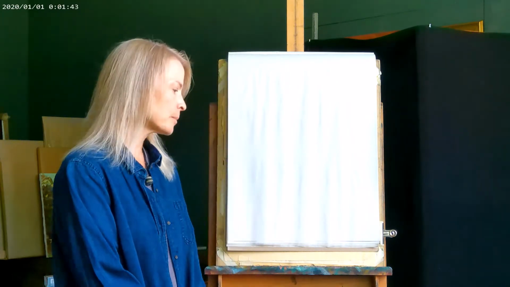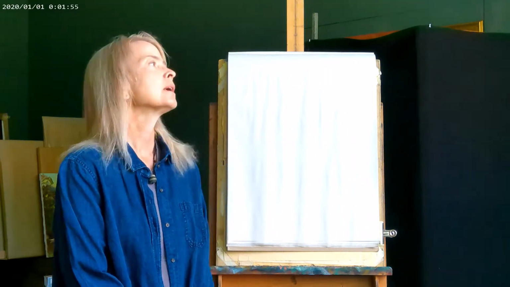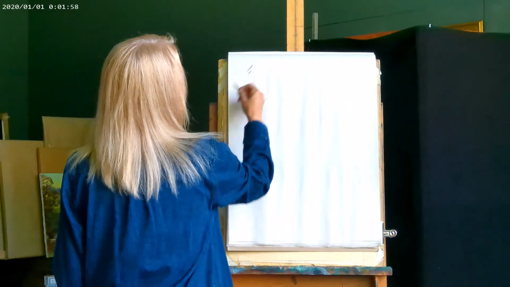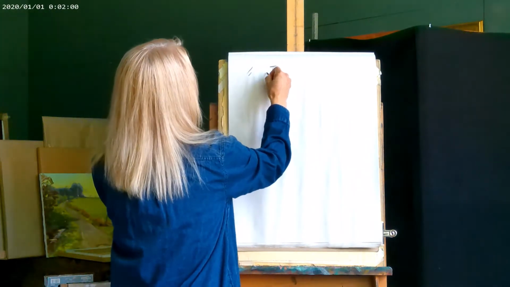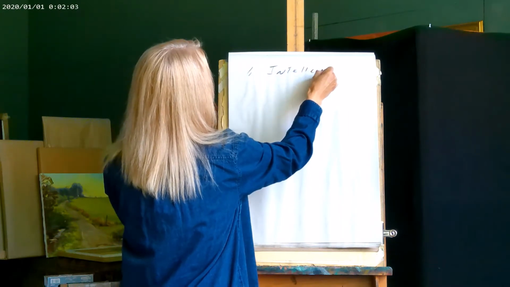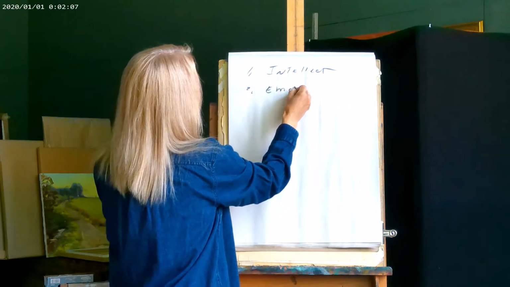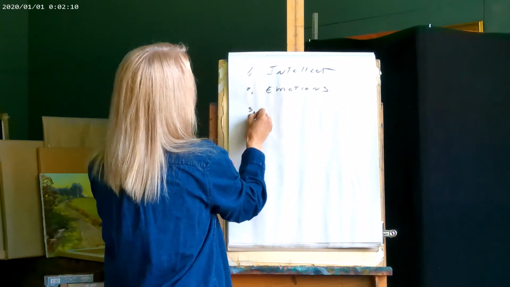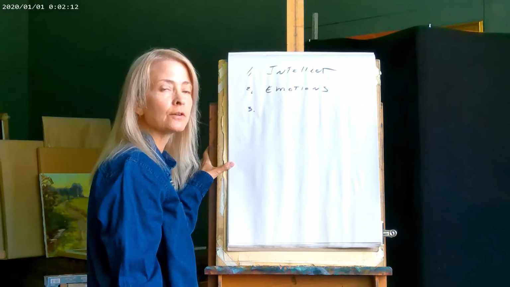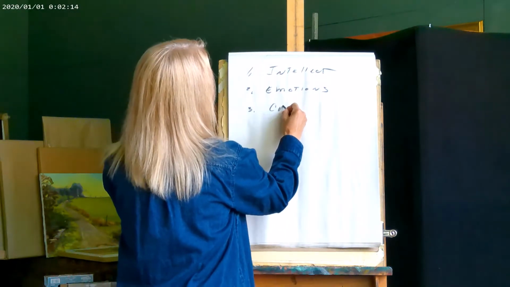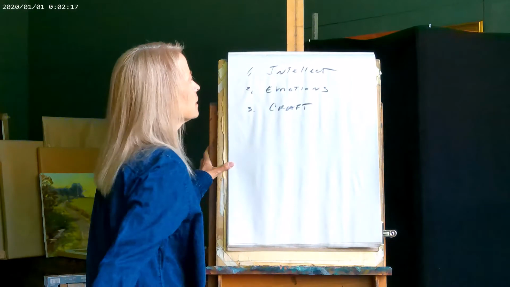So let's first talk about what it means to be a creator and to be creative. It takes a certain amount of our human faculties in order to create. And I would say there are three of them. First, we need our intellect. We need our emotions. And thirdly, we need the understanding of the craft of drawing. Okay? So I just put craft here.